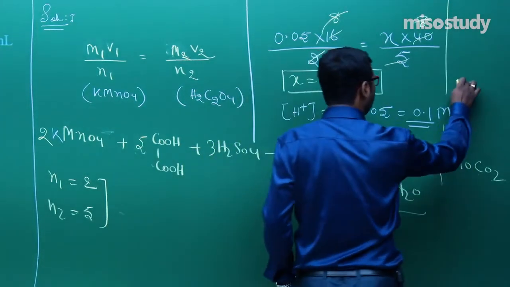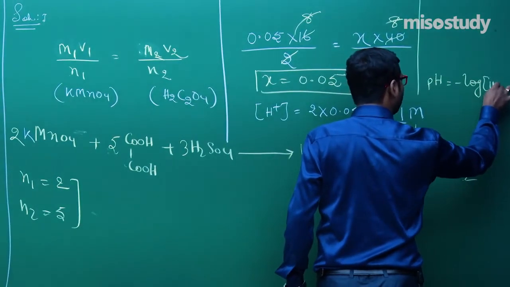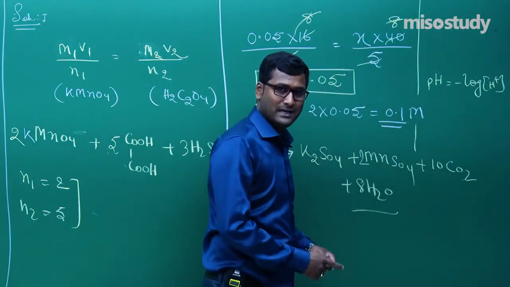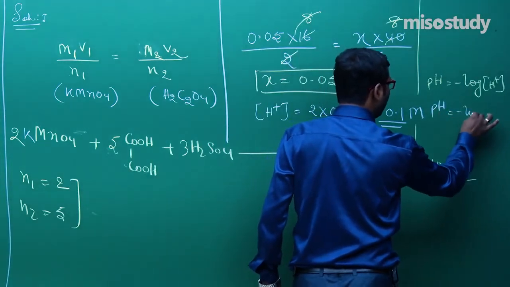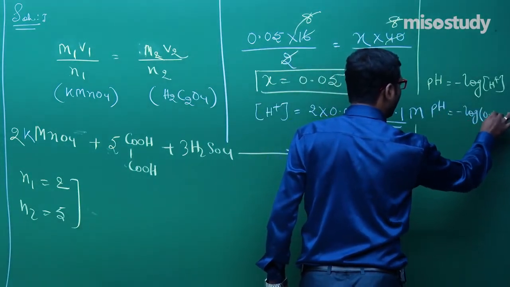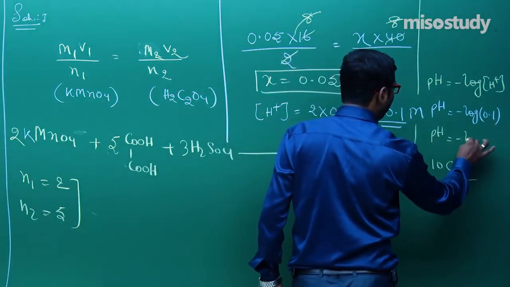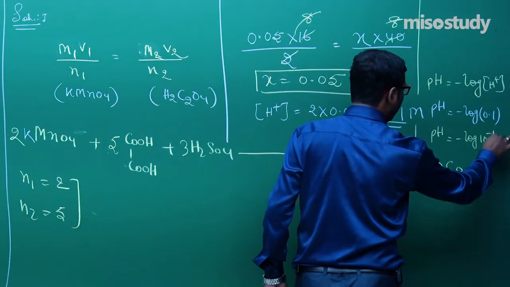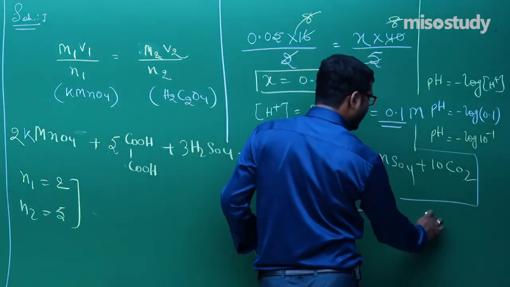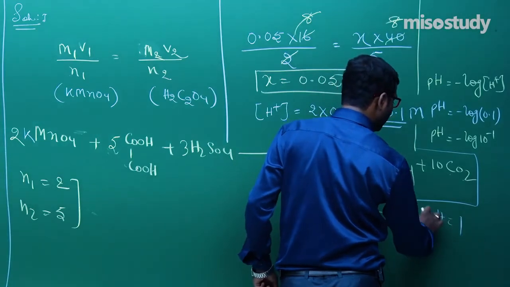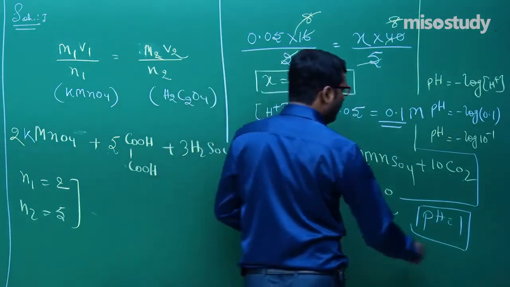Now moving here, is it visible? As we know, pH is equal to minus log H plus ion concentration. Now put the value: pH is equal to minus log 0.1. Minus log 0.1 can be written as minus log 10 to the power minus 1. Clear? What will happen finally? Finally, we get pH is equal to 1.